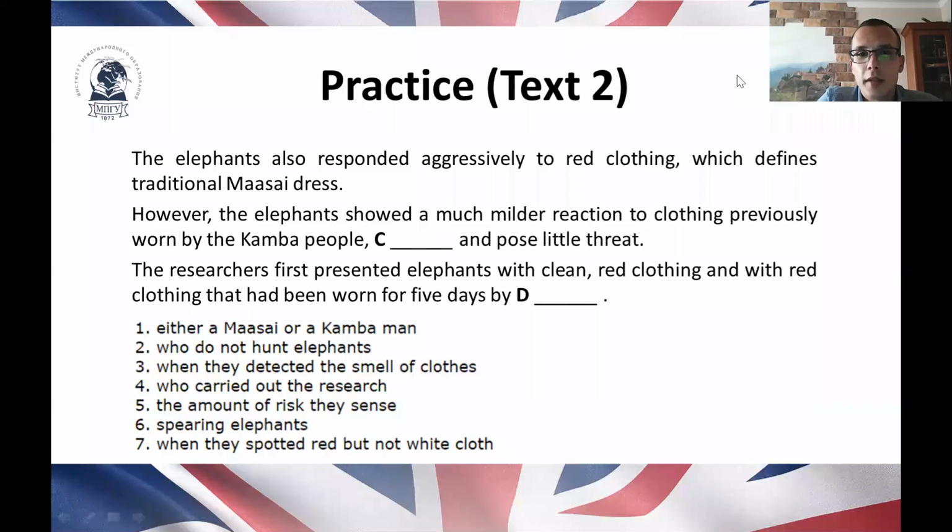The researchers first presented elephants with clean red clothing and with red clothing that had been worn for 5 days by. Yeah, so usually the clothes can be worn by people, yeah? That's why it's also a clue here. And we need to find a person or people to follow this sentence. Yeah, Kirill, Yanni. I think, yeah, by either a Maasai or a Camberman. Logically, it fits, lexically, grammatically as well. Also will do. Okay, let's think that it is 1.